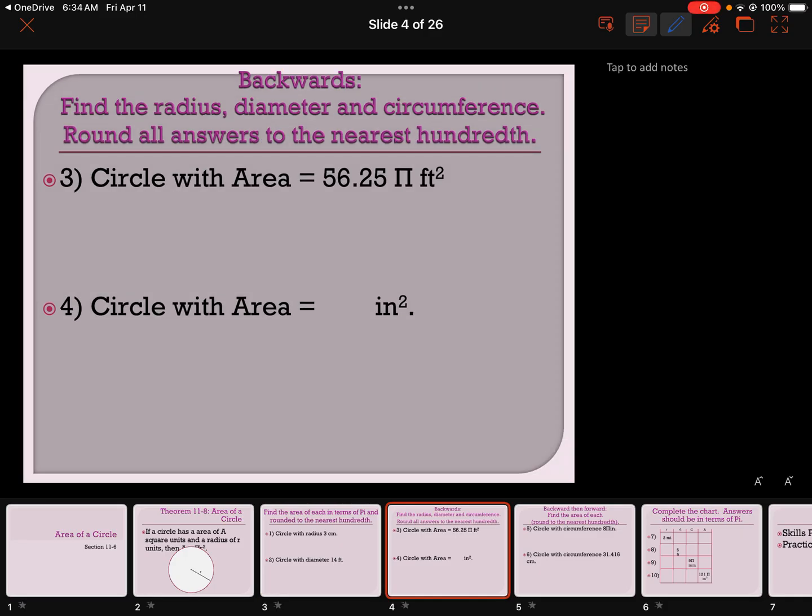There are backwards examples. For example, if you had the area, could you find the radius, the diameter, the circumference? We want to round all these answers to the nearest hundredth. Okay, so let's look how these go. We're still going to write down our formula. Area equals pi r squared. I know I got to write that down because they give me my area. 56.25 pi.